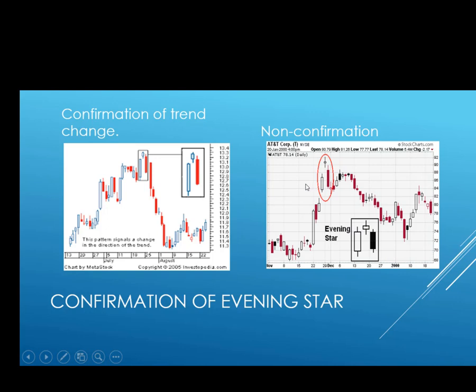Here's a non-confirmation pattern, where once again we see that we have the evening star pattern, a bullish candle, followed by a gap up candle, then a bearish candle afterwards. But the trend after that is a bullish trend. So once again, here's a clarification of the evening star. And then we get a bearish trend after that, after several days. This would be very confusing and difficult to follow.